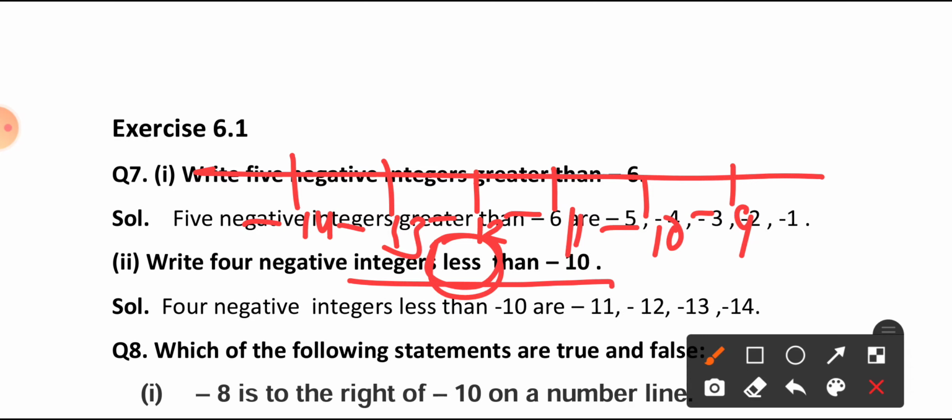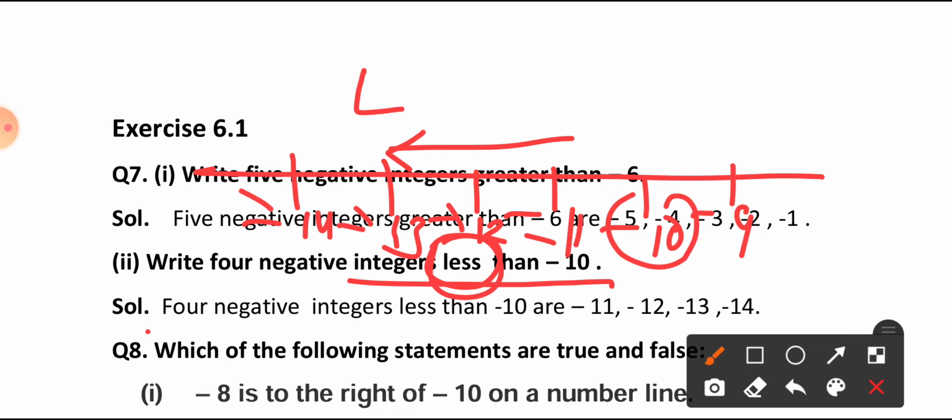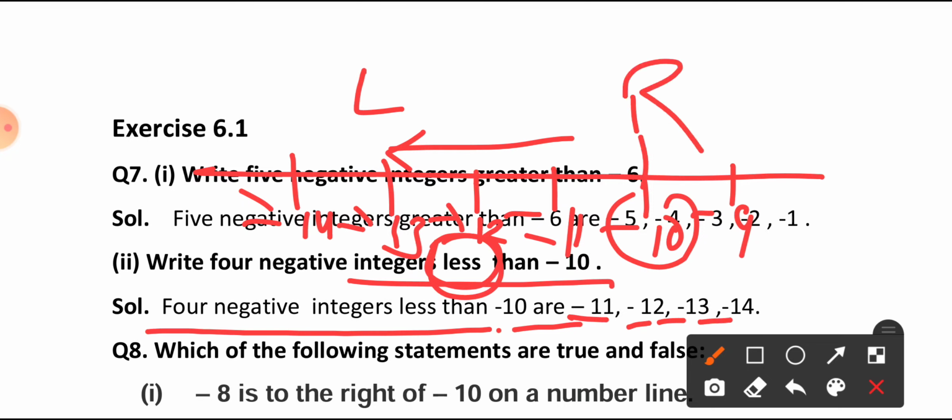It means the integers which lie on the left hand side of minus 10 are less than minus 10. So which are the integers on the left of the number line? Minus 11, minus 12, minus 13, minus 14. So the 4 negative integers which are less than minus 10 are minus 11, minus 12, minus 13, minus 14. As you can see, minus 10 is on the right hand side, and left hand side numbers are always less than right hand side. So these are the 4 negative integers which are less than minus 10.